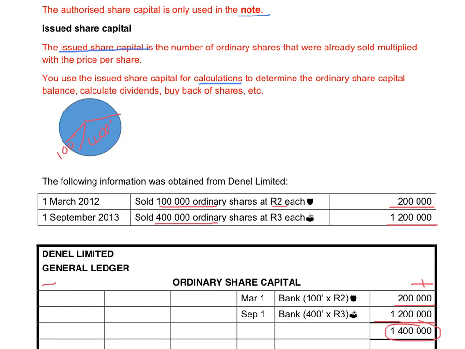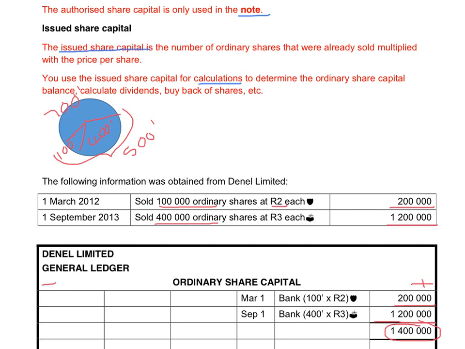If we look at the cake, how many shares did we already sell? We've already sold 500,000 shares. So how many shares can they sell in the future? 700,000. That's left over.